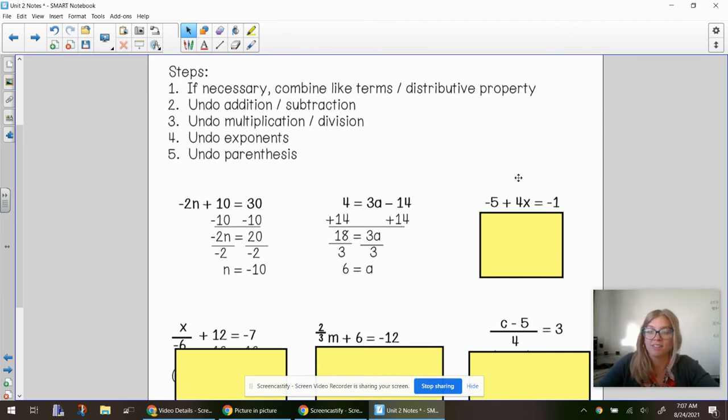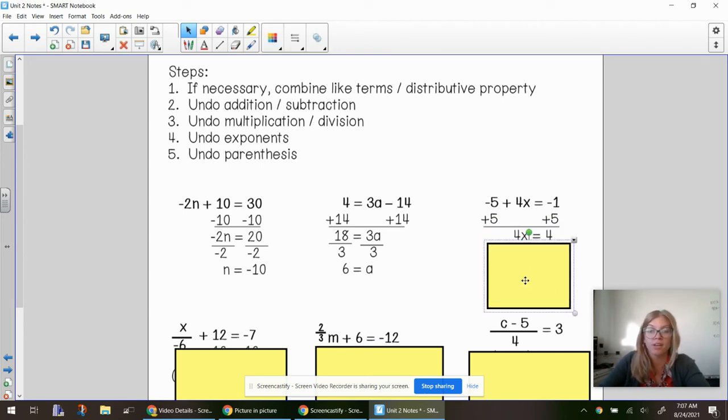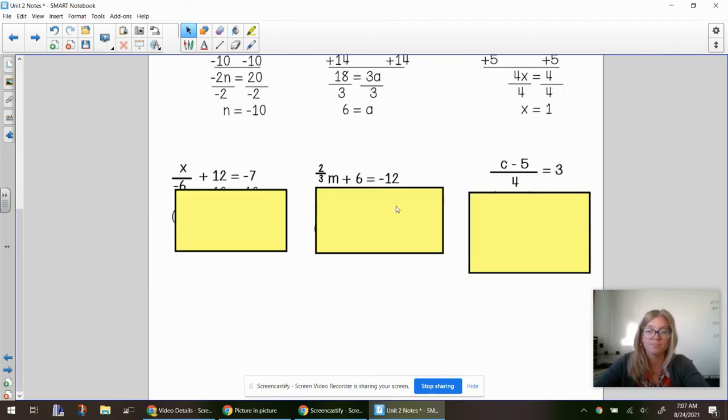Next, I've got negative 5 plus 4x equals negative 1. Got to undo addition and subtraction, and negative 5 is on the same side of the equal sign as x. Though there's a plus sign here, this is a negative 5, so we actually need to add to undo it, which will give us 4x equals 4. When we divide both sides by 4, we get x equals 1.